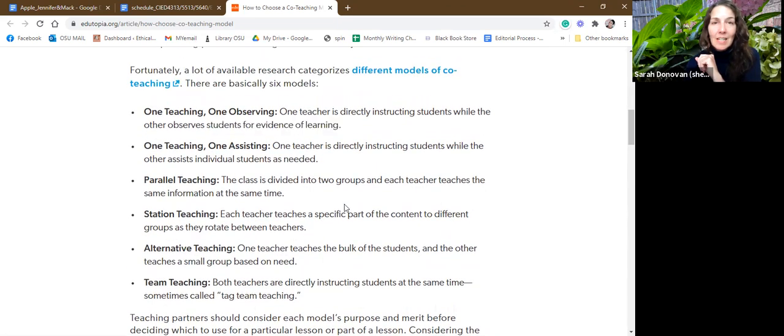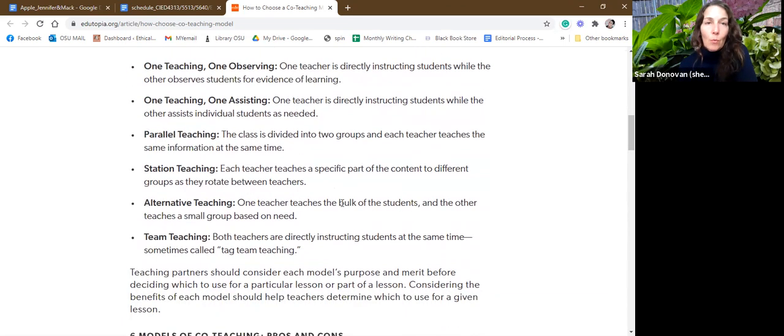So take a look at this and decide as partners which models you'd like to use. And you might try a few of these, one at the beginning, one at the middle, one at the end, whatever works for you.